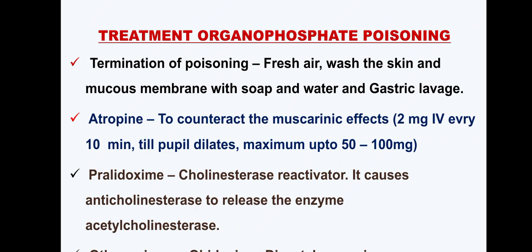So what is the treatment of organophosphorus poisoning? First is the termination of poisoning. How can we terminate the poisoning? Through fresh air, washing the skin and mucous membrane with soap and water, and through gastric lavage. The next step is atropine. To counteract the muscarinic effect, atropine is needed. 2 mg IV every 10 minutes till the pupil dilates, up to a maximum of 50 to 100 mg. Then the next one is pralidoxime. Pralidoxime is a cholinesterase reactivator. It causes cholinesterase to release the enzyme acetylcholinesterase.